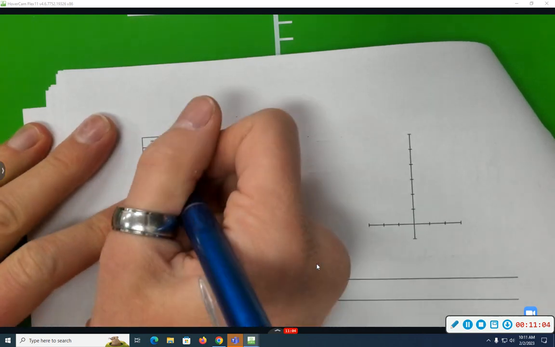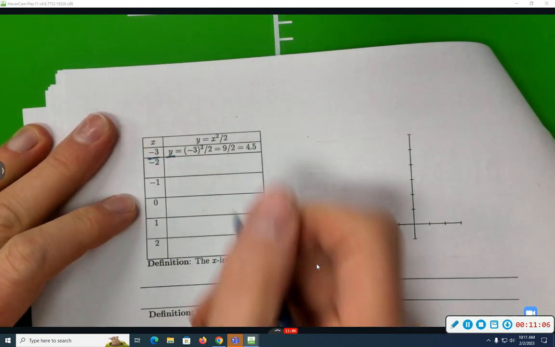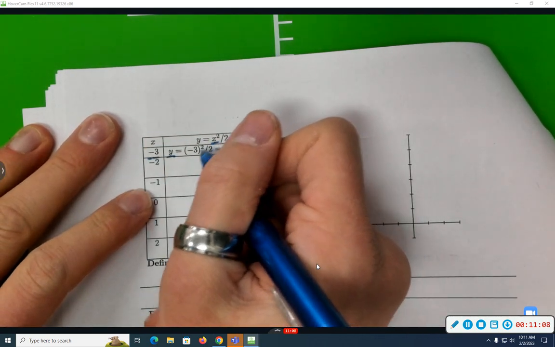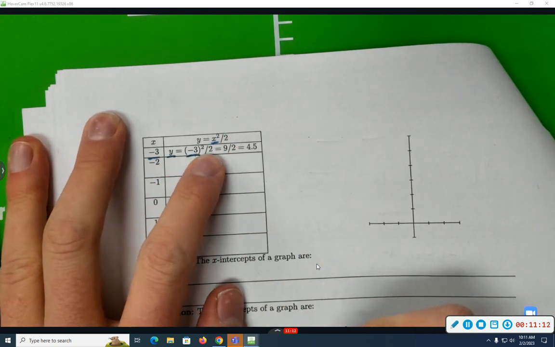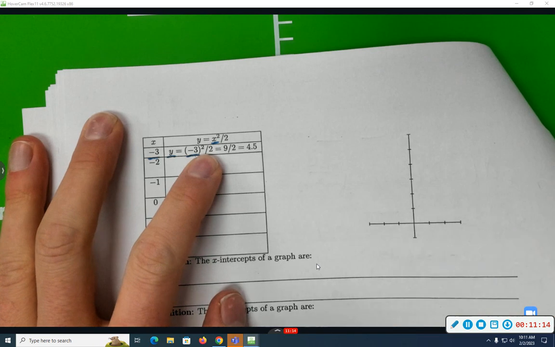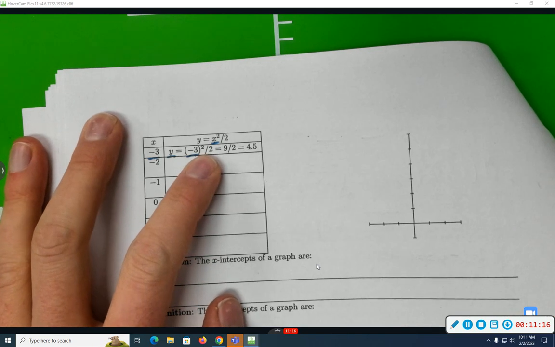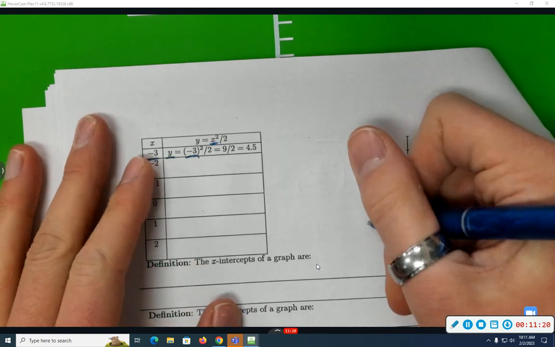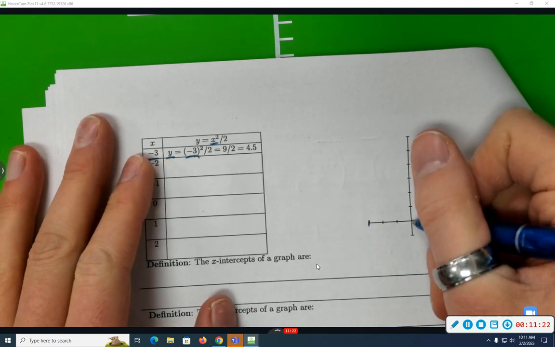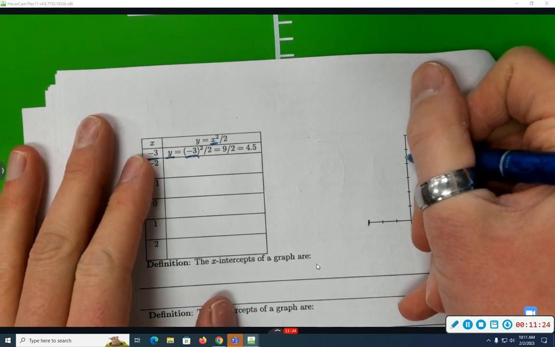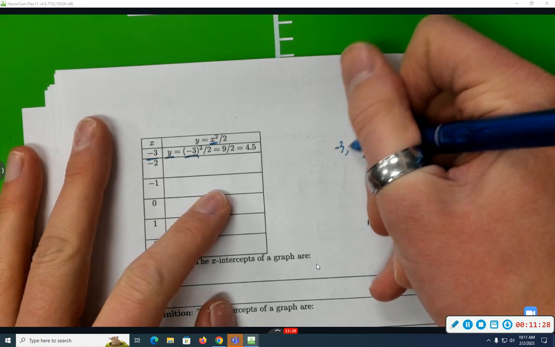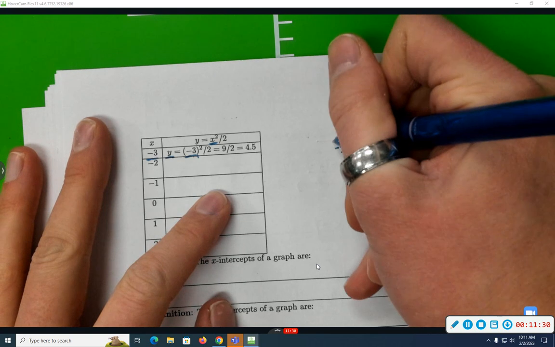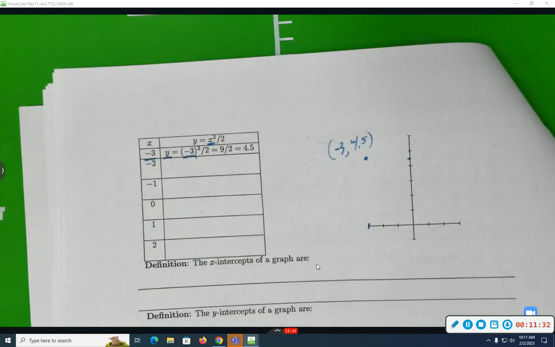So if you want to know what y is when x equals negative 3, just plug in x equals negative 3 to get y equals negative 3 squared over 2, and then just evaluate. Negative 3 squared is 9. 9 divided by 2 is 4.5. So when x is equal to negative 3, y is 4.5. That idea seems pretty okay.